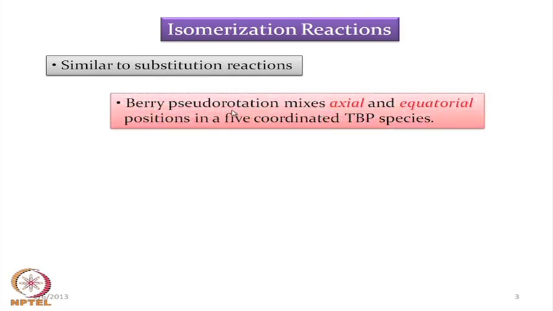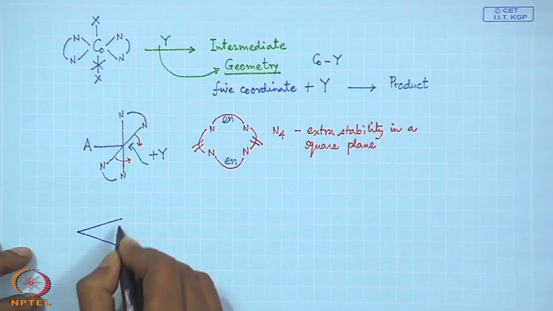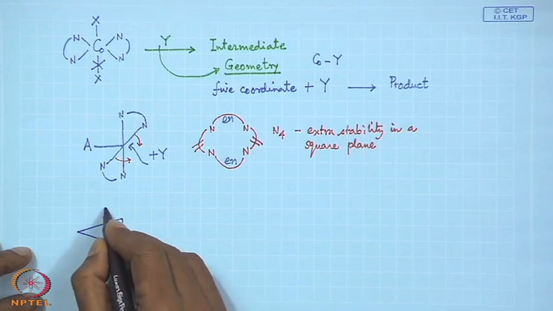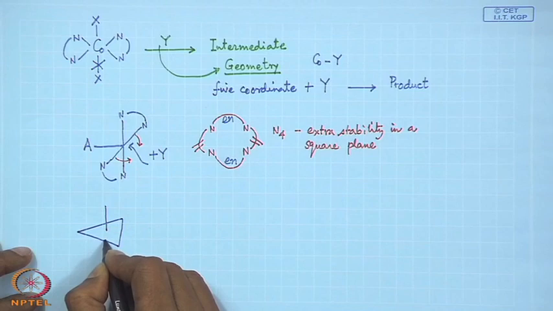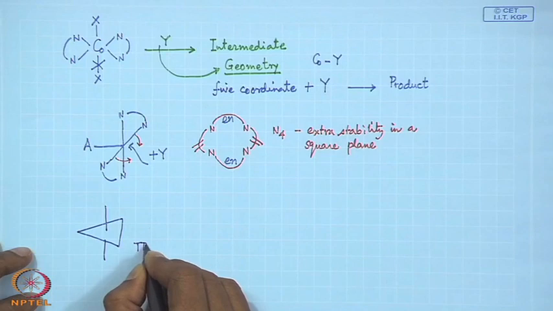So, one type of such thing can happen if we have a pseudo rotation, where Berry proposed this particular type of pseudo rotation. Berry pseudo rotation mixes the axial and equatorial positions of 5 coordinated trigonal bipyramidal species. So, straight away we get a complex which is an intermediate, that means it is giving rise to the corresponding transition state for our discussion, where the geometry is trigonal bipyramid.